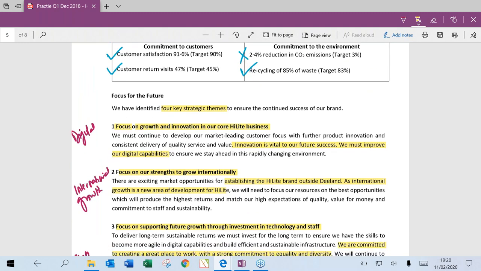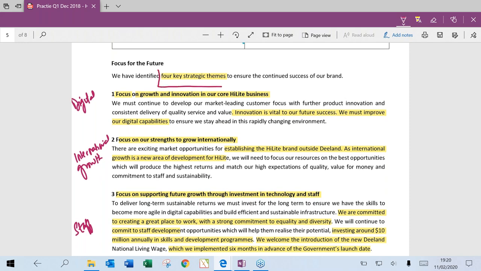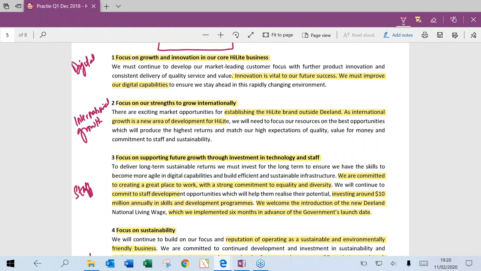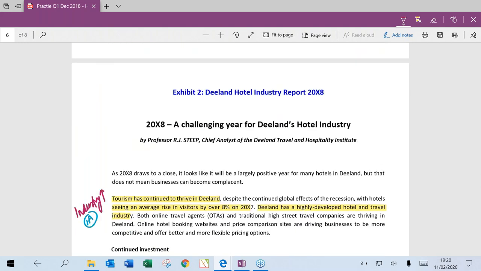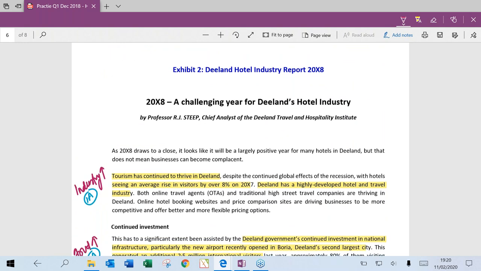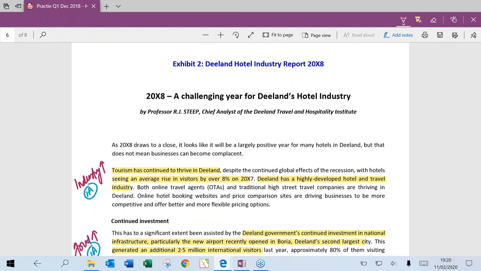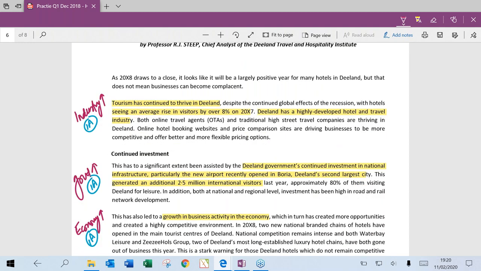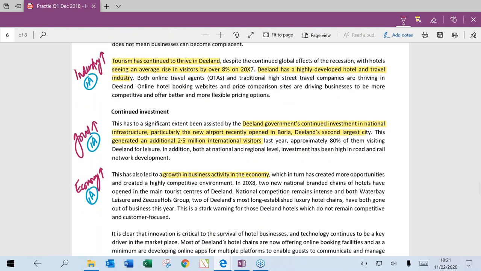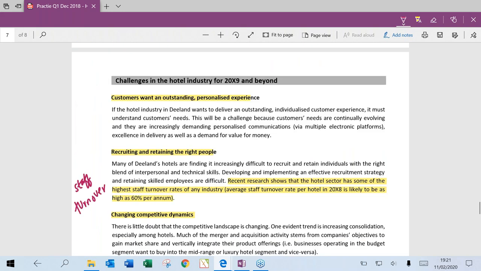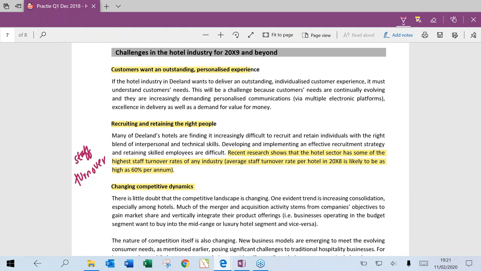So there are four key strategic themes for our future: digital, international growth, focus on staffing, and focus on environment. Okay, right. So now let's move to exhibit two, which is the D-Land Hotel Industry Report. Again, it talks more about the industry of our home country, which is D-Land. If you look at the referencing, it talks about the industry booming, government supporting, the economy doing good, and something about staff turnover, fine.